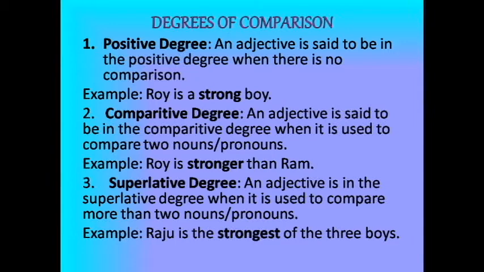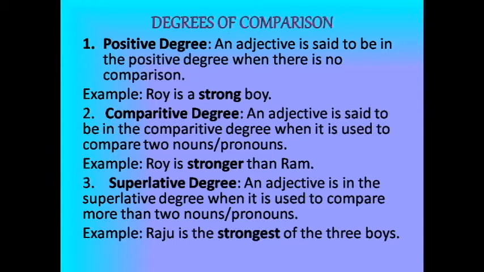Comparative degree. An adjective is said to be in the comparative degree when it is used to compare two nouns or pronouns. For example, Roy is stronger than Ram. Here we are comparing Ram and Roy. Hence there are two nouns among which some comparison is going on. Hence the adjective is in the comparative degree, that is, stronger.